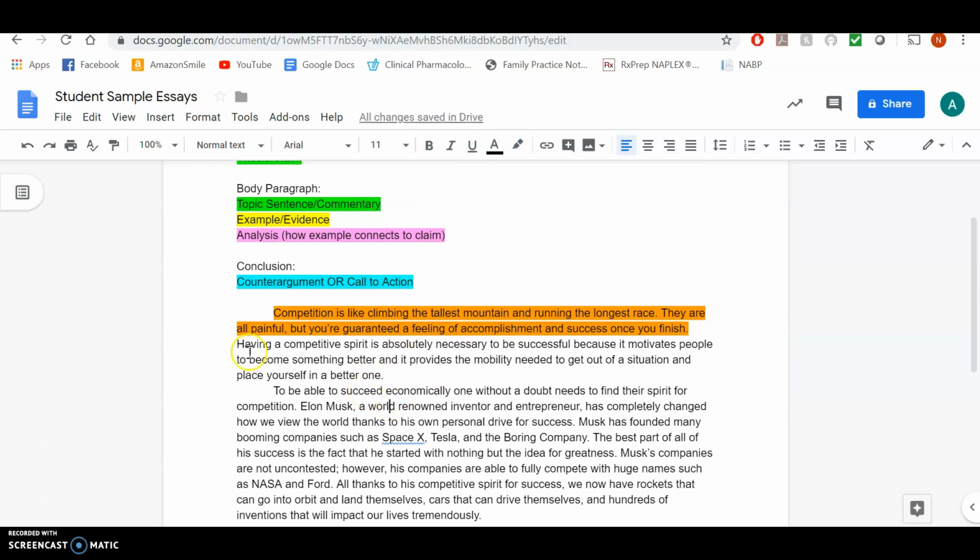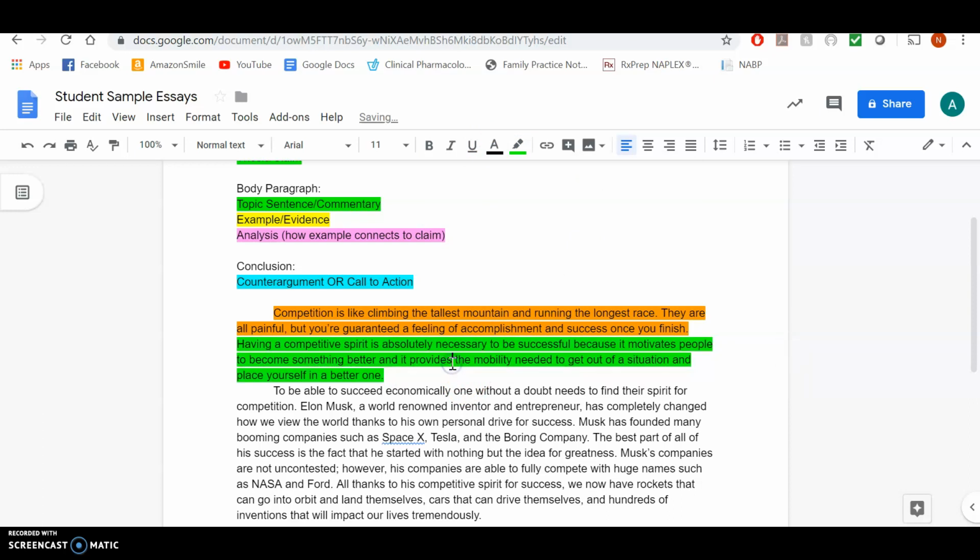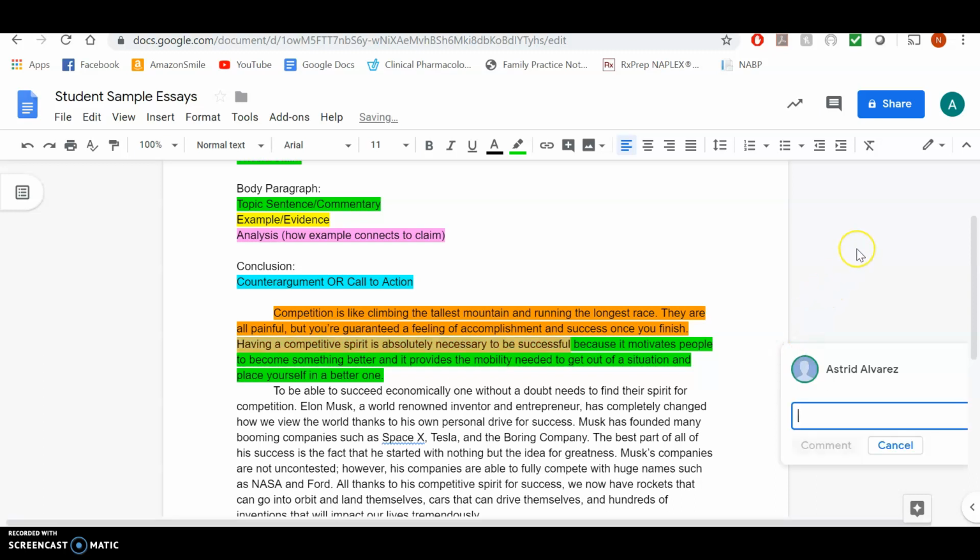Then we have this part. So this is going to be your thesis statement. It's got a position plus reason. So I'm going to go ahead and highlight that in green. But it's also necessary to understand which part is my position and which part are my reasons. So I have, having a competitive spirit is absolutely necessary to be successful. Now, I don't know what the prompt is, but it sounds like that's probably my position. So I'm going to put position here.